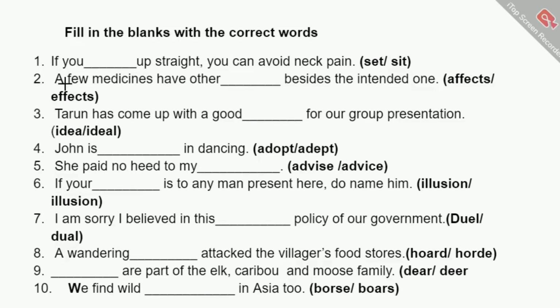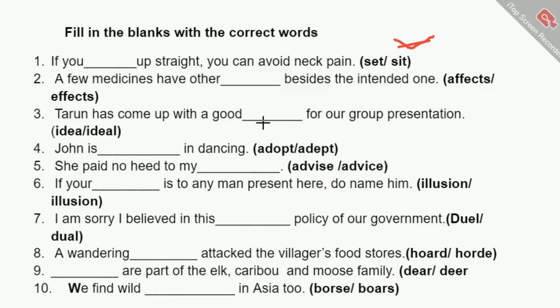Fill in the blanks with the correct words. Now in this form you will get exercises in your exam, in the form of fill in the blanks, and they'll give you two options to choose the correct one. Now here let's see. If you dash up straight, you can avoid neck pain. Set or sit, which is correct? Sit. If you sit straight, then you can avoid the neck pain. Next, second one: a few medicines have other dash beside the intended one. Now affects or effects. Effect is a result. So if you use the medicine, then the result should be this one. So the effects with E.